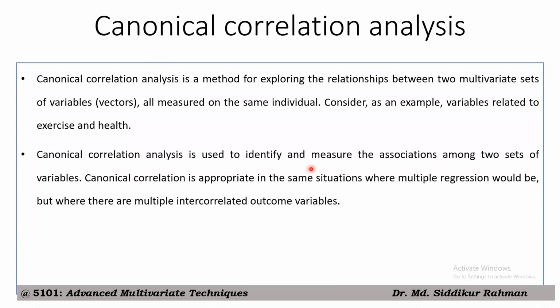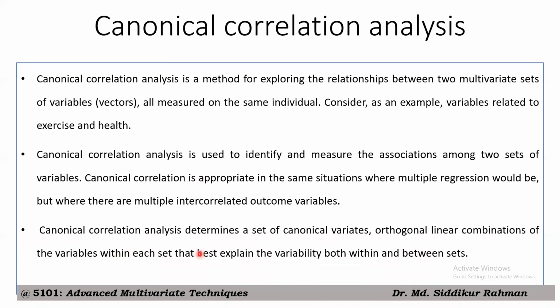Canonical correlation analysis is used to identify and measure the association among two sets of variables. I told it already: canonical correlation is appropriate in the same situation where multiple regression would be, but where there are multiple intercorrelated outcome variables. The same problem maybe you can solve using the multivariate regression model or simple multiple regression analysis. But in reality, the problem we might face is that there are multiple intercorrelated outcome variables, right? That's the problem. So for this case, there is no alternative to using canonical correlation analysis.